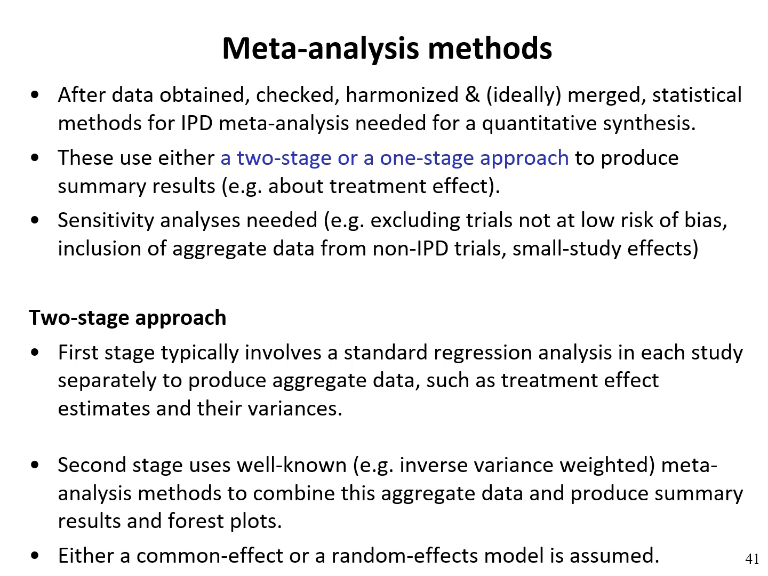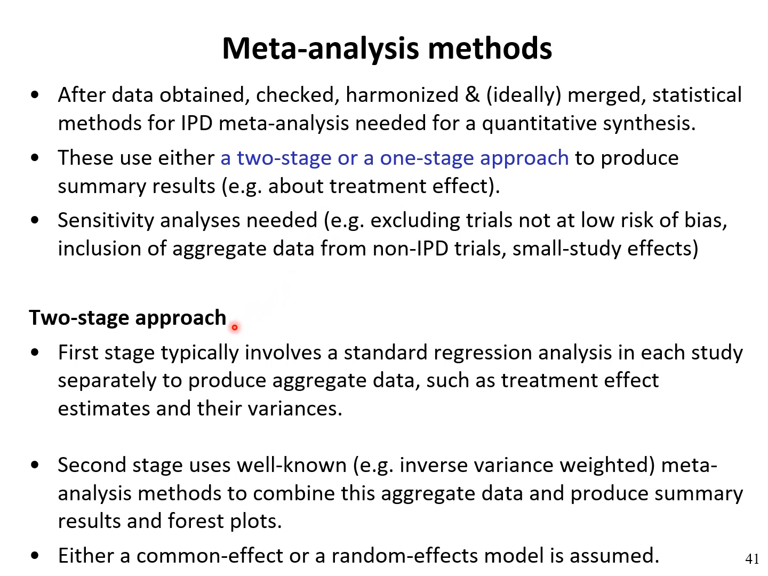Once the data are checked, harmonized, risk of bias is concluded, we need to do meta-analysis. So meta-analysis methods for IPD usually use either a 2-stage or a 1-stage approach. And they're followed by sensitivity analyses. Like any good statistical analysis, there are assumptions, and we need to examine the sensitivity of results to those assumptions.